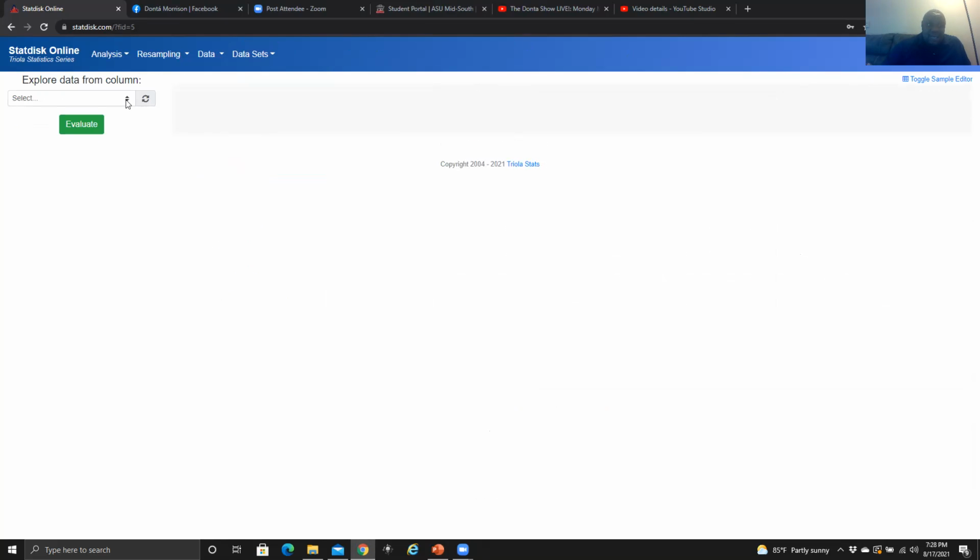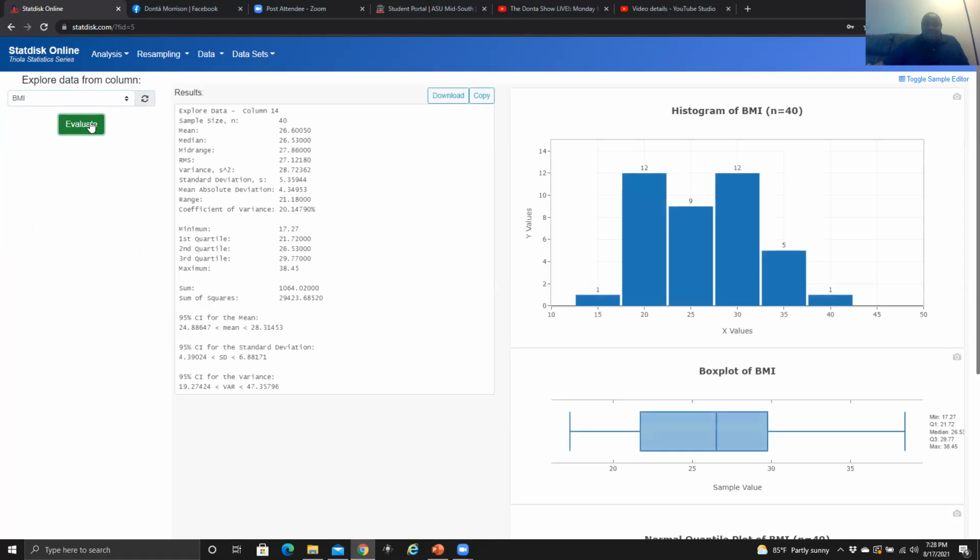And then we need to select the data from the column. We're doing BMI in this case. Now, whatever they tell you in the actual StatDisk assignment is the one that you want to select. If they say the pulse rate, you need to select pulse rate. If they say weight, you need to select weight. Or LDL, select LDL. But in this example, we're dealing with BMI. So I'm going to select BMI from this drop-down menu and then click Evaluate.